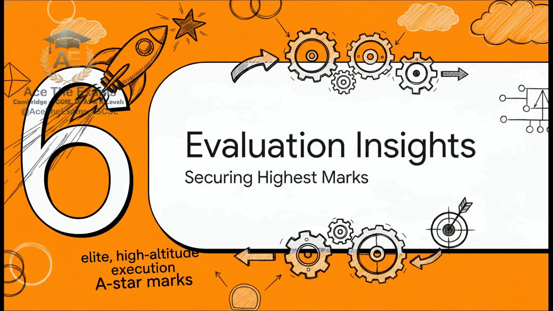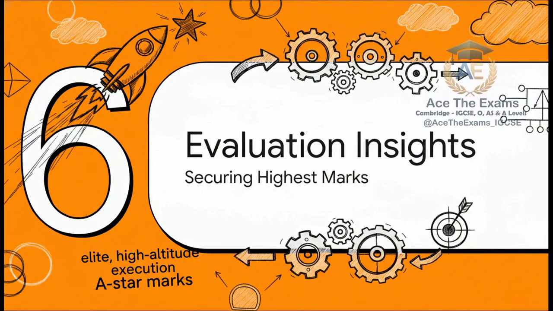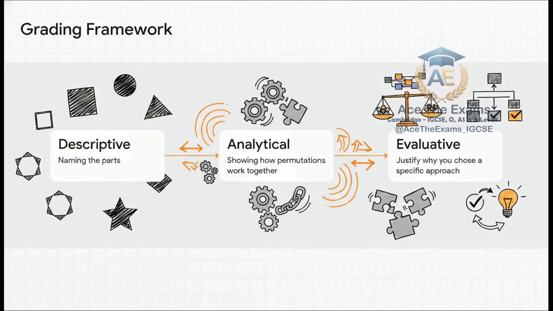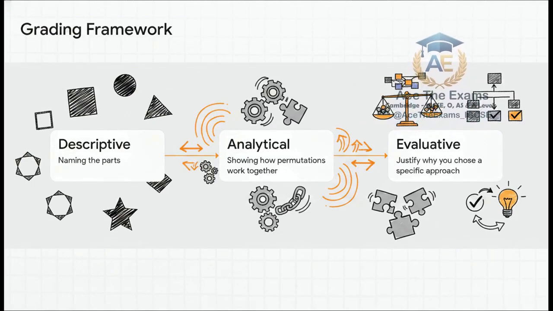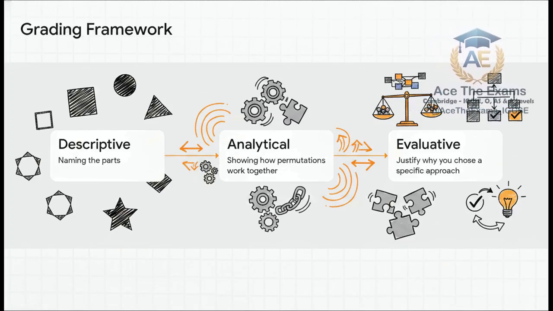Entering our final phase, number 6, final evaluation insights and securing the highest possible marks. Let's look at how the tower directors evaluate your higher-order skills to clear you for those top-tier A-star marks. The grading framework actually scales up through 3 distinct altitudes. The descriptive level is just naming the parts and identifying basic elements. The analytical level is showing how the permutations or combinations actually interact within the engine of the problem.